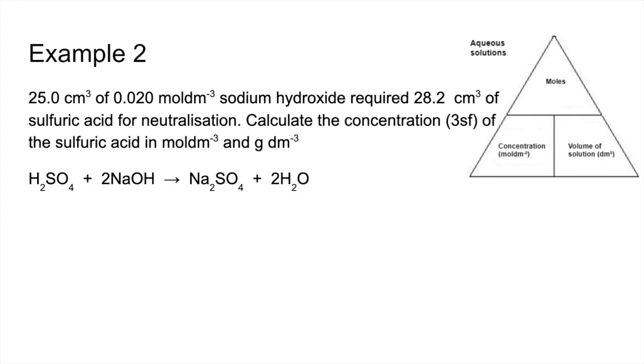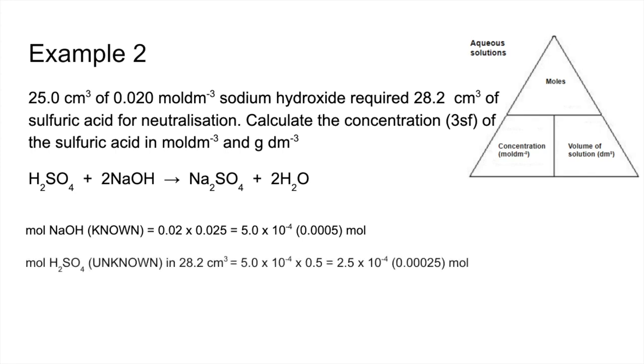Example number 2 is very similar, it's just a slightly different mole ratio going on. So the known chemical this time is the sodium hydroxide. We've got the concentration and volume for that. So moles of NaOH is 5 times 10 to the minus 4. The moles of the sulfuric acid will be half of that because of the mole ratio. So that's 2.5 times 10 to the minus 4.